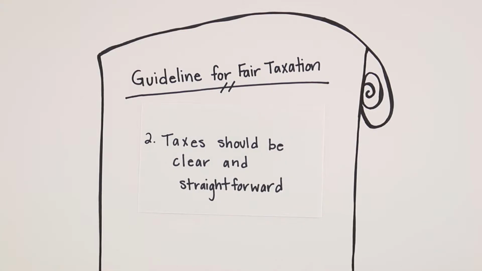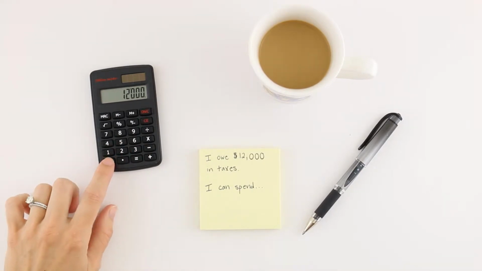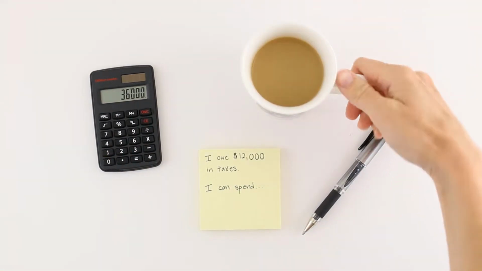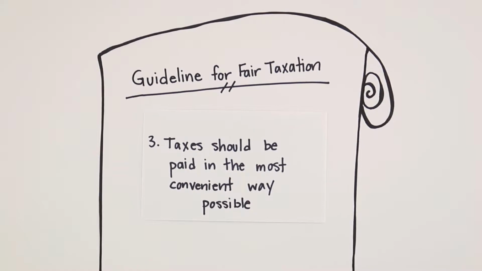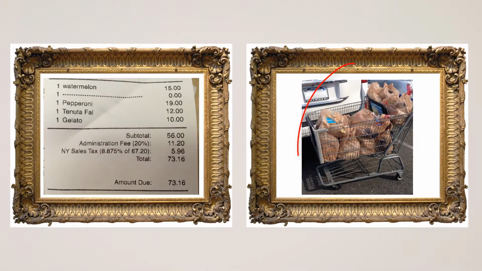Smith's second guideline requires that a tax should be clear and straightforward. This way, people can figure out exactly how much they owe in taxes and therefore plan their finances wisely. Third, taxes should be collected in the most convenient way possible. For example, sales tax on an item is conveniently paid when you buy that item.